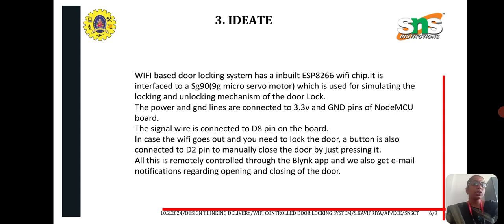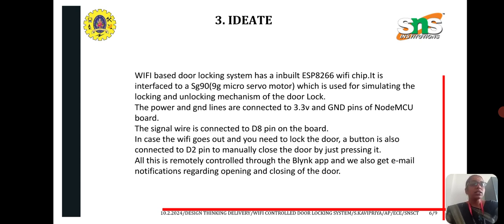So the Wi-Fi based door locking system has an inbuilt Wi-Fi chip. It is interfaced to a micro servo motor, which is used for simulating the locking and unlocking mechanism of the door lock. So the power and ground lines are connected to 3.3 volt and ground pins of the NodeMCU board. The signal wire is connected to the D8 pin of the board. So in case the Wi-Fi goes out, you need to lock the door. A button is also connected to the D2 pin to manually close the door by just pressing it. So Wi-Fi plus manual is also included here.